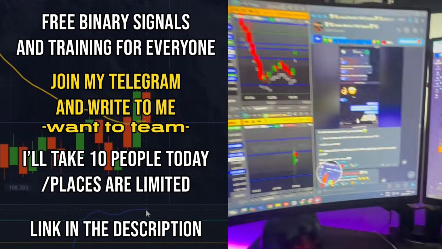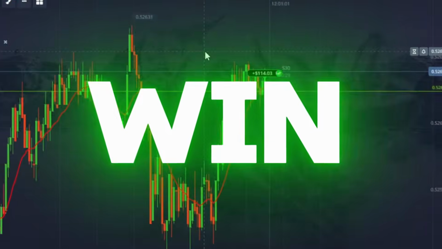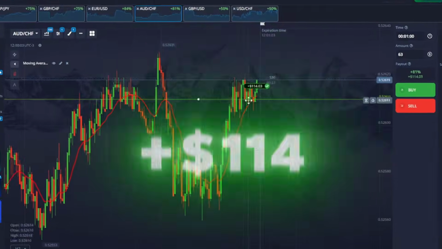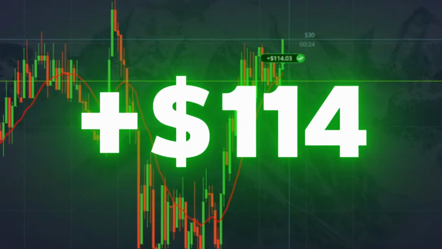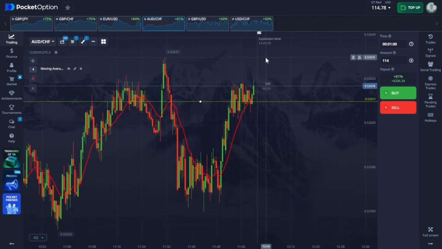All right, last seconds and volatility. We just got this, baby. Another win, another profit, $114, and that is pretty good. You also decide when to enter. If you wait for 2 candles, that's just boom, very good.